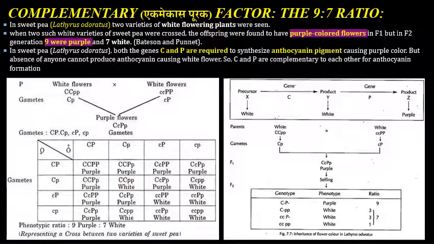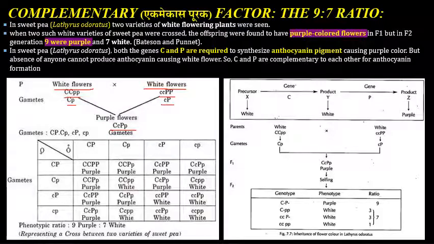of white flowers, having genotypes capital C, capital C, small p, small p and small c, small c and capital P, capital P, having the gametes capital C small p and small c capital P. So the F1 individuals have purple colored flowers because both the genes are present in the F1 generation, with genotype capital C small c, capital P small p.